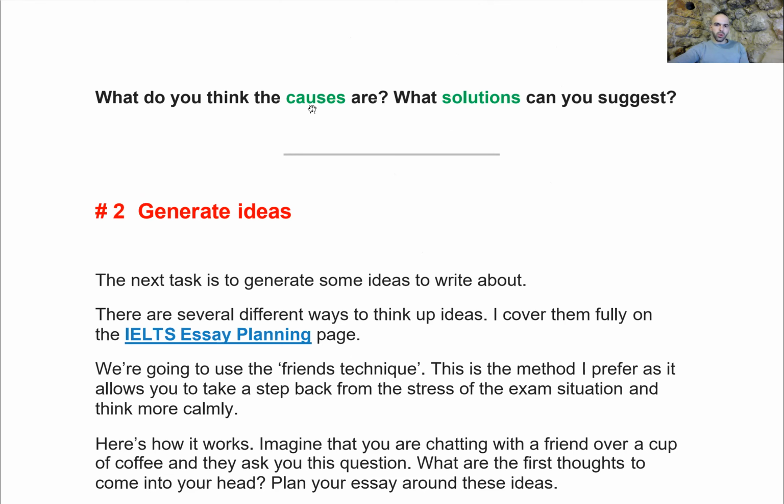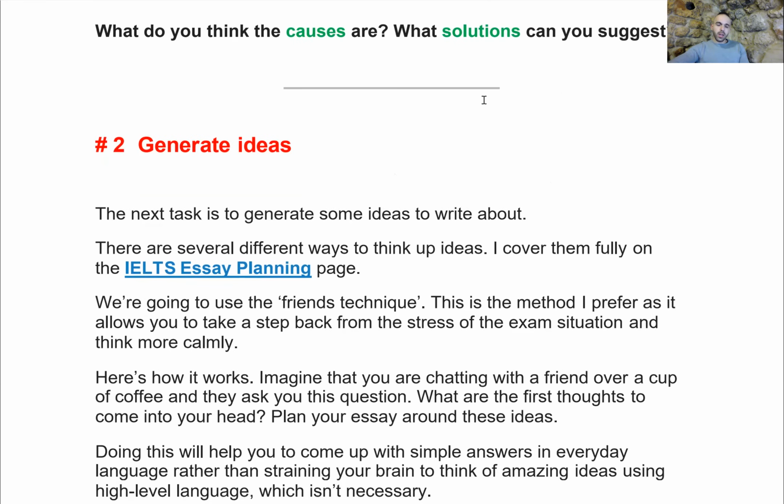As you can see, we have the words causes and solutions. So it's the causes and solution type. So now we have fully understood what the question is about, or what the topic is about. So now let's move to the second point, which is generate ideas.